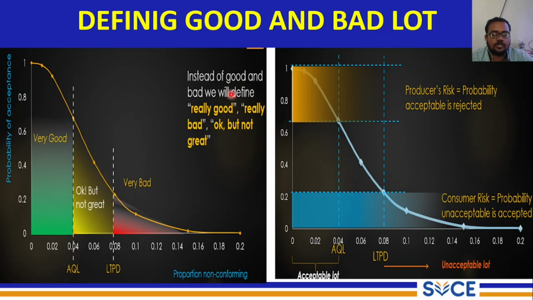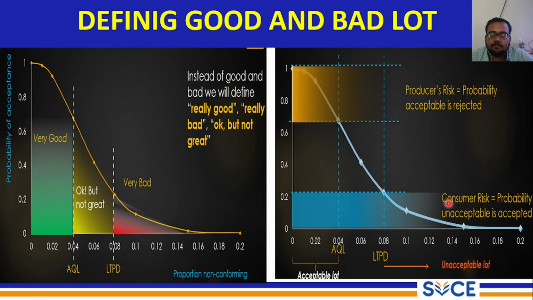So instead of defining that to be good and bad, we'll define it as really good, really bad, and the third condition where it is okay, but it is not of that greater quality, right? And the producer's risk is the probability of a good lot being rejected. If the lot is falling within this range, then the probability of that lot being rejected is higher.